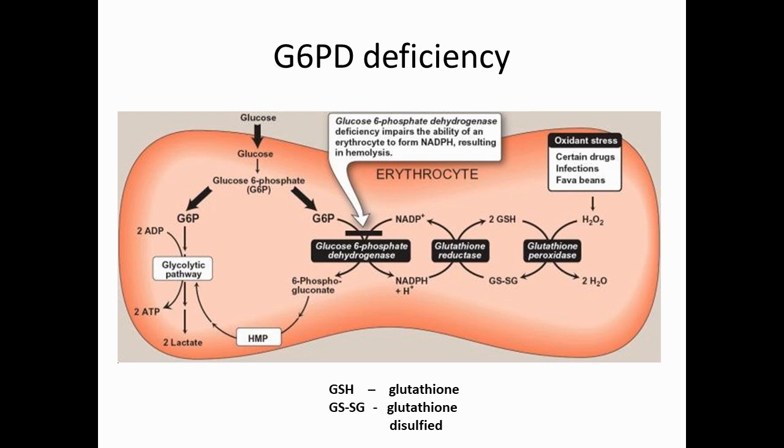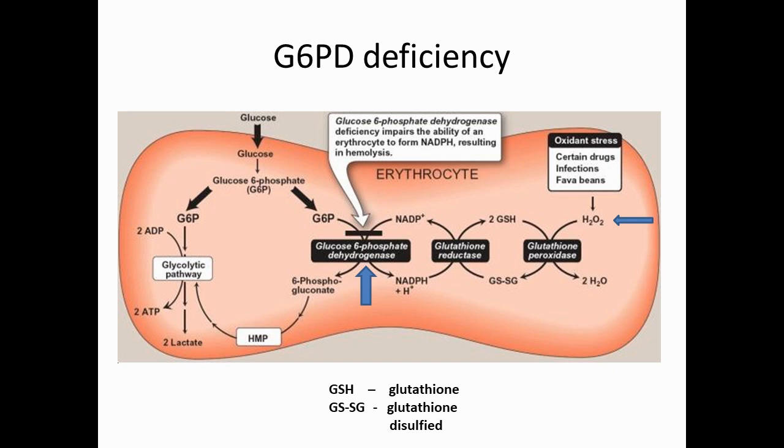So here is the demonstration of the G6PD enzyme. As you can see, G6PD is needed in the conversion of NADP plus into NADPH. If we don't have this enzyme, it will impair the ability of the erythrocyte to form NADPH, resulting in hemolysis. If we don't have the G6PD enzyme, it will not do two of these processes, which are the glutathione reductase process and the glutathione peroxidase process, in which glutathione peroxidase converts H2O2 into H2O, because H2O2 is harmful for our RBCs or the blood.